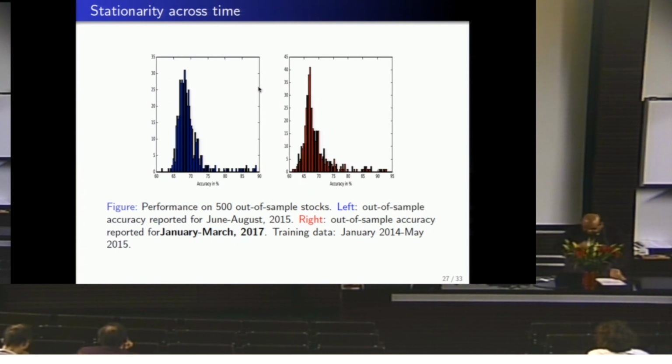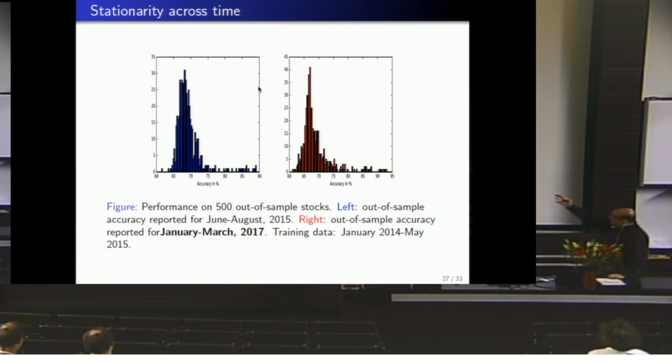Now, stationarity across time. As I said, another very strong idea here is that it's non-stationary. You shouldn't use data unless it's recent data because the market changes, things change. Well, here what we did is we trained it on the period up to May 2015, and we tested it out of sample for the next periods. But if this non-stationarity thing is correct, then the farther the test period and the training period are, the worse the accuracy should be. Because if things change and it's not stationary, if you test 1 day ahead, 1 month ahead, 3 months ahead, 6 months ahead, you should be worse and worse.